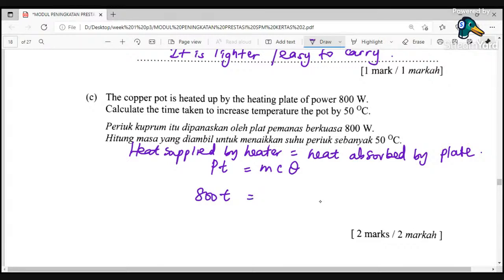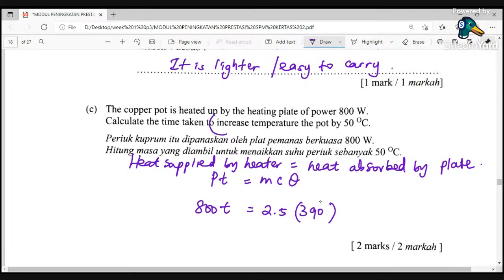Mass of the copper pot just now is 2.5 and specific heat capacity 390. Increase in temperature already given, so 50. So the time taken equals to 60.94 seconds. Okay, semua kena betul. Okay, gantian betul, unit betul.